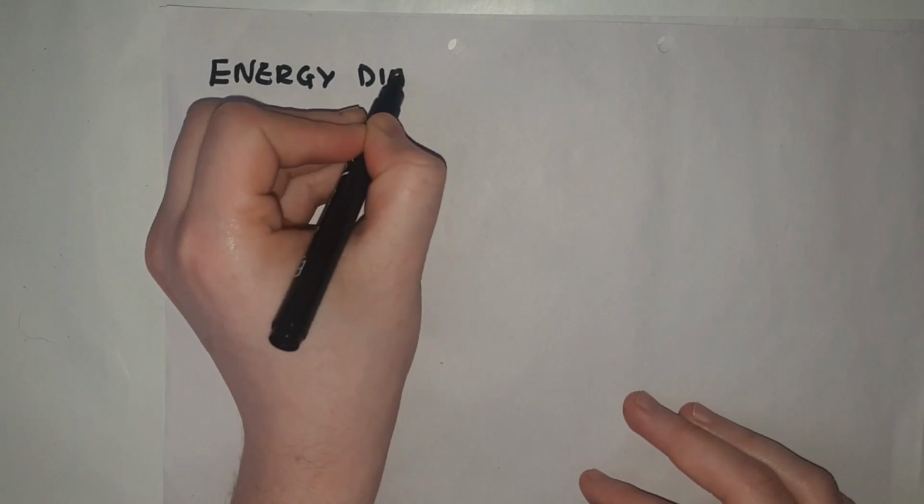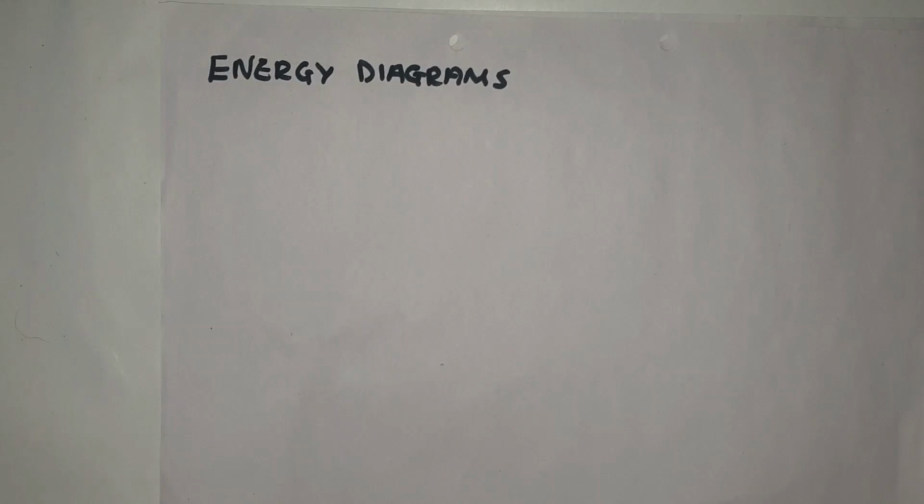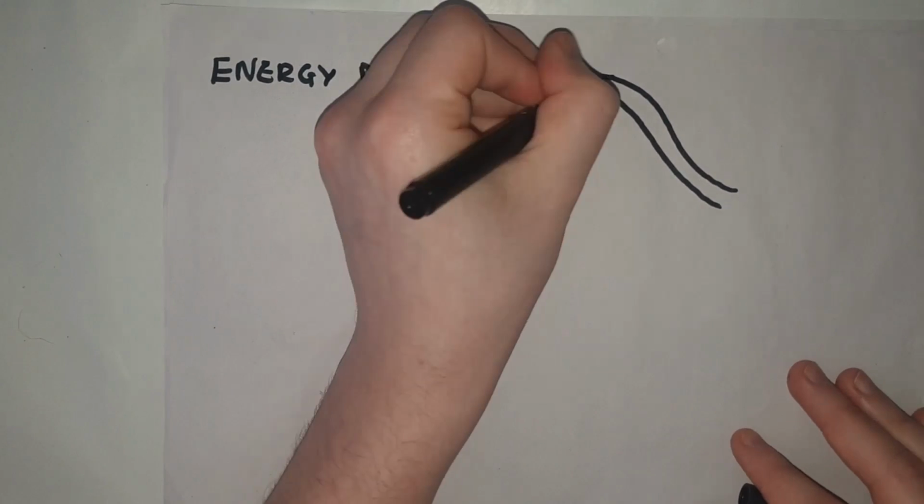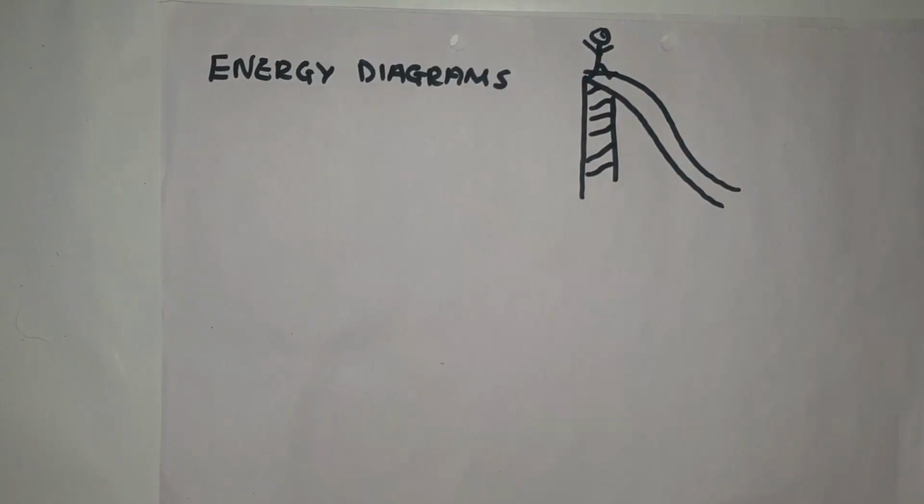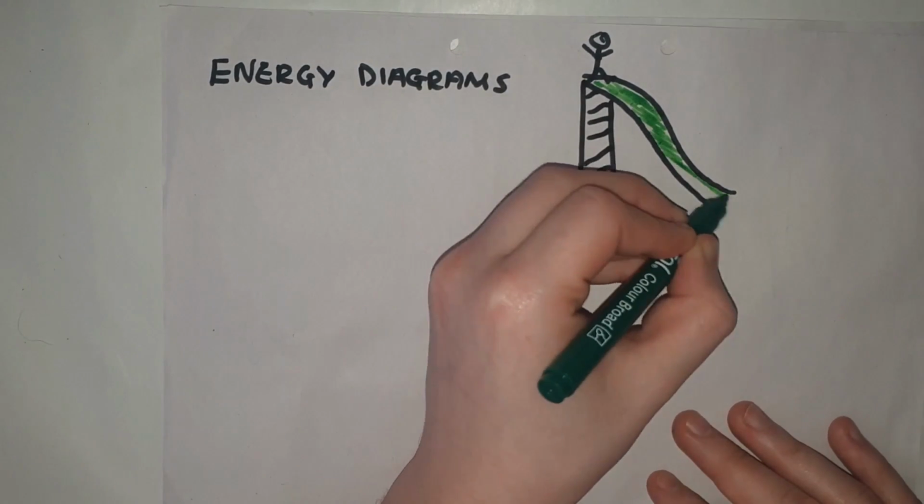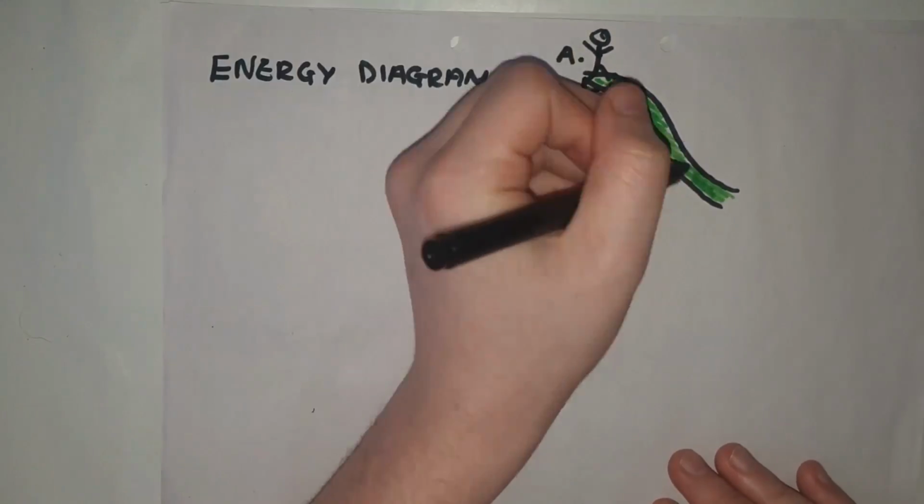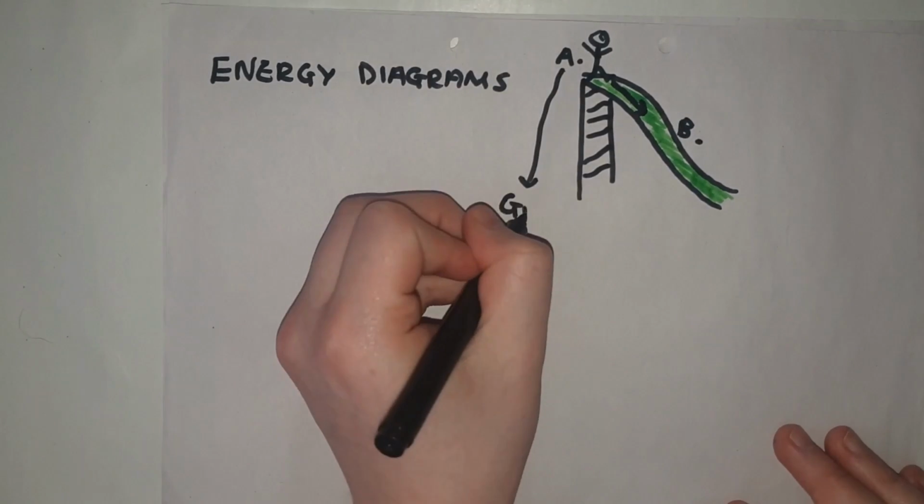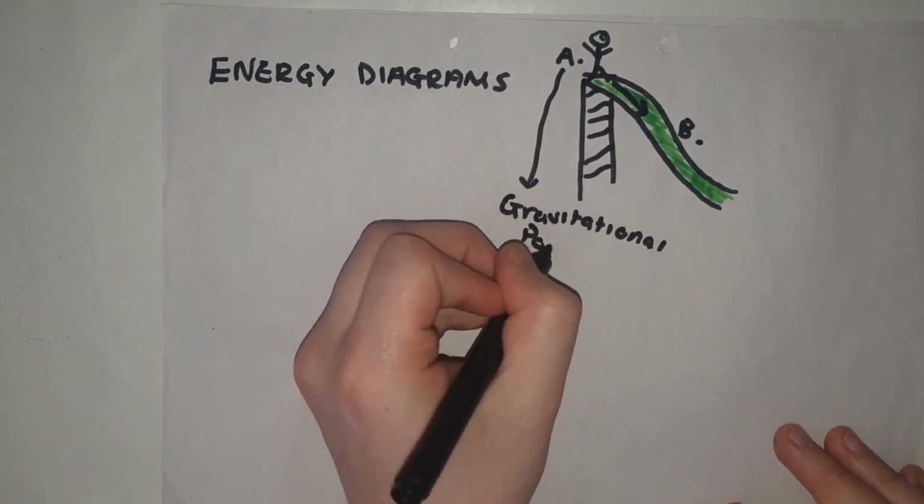So now we need to show how we can show these energy transfers using diagrams, and there are 2 diagrams we're going to look at today. So the first one is the energy flow diagram, and this shows energy transfer using a flow chart. So if we think about a child going down a slide, at first, when the child's at the top of the slide, all the energy will be gravitational potential energy. Then as the child goes down the slide, they will gain kinetic energy.